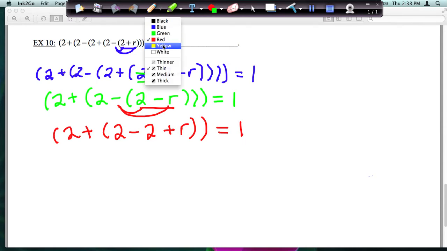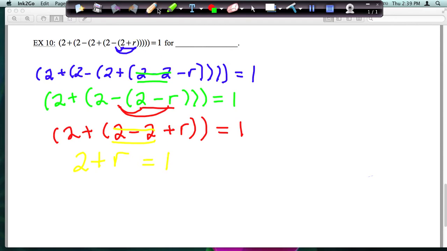Okay, so then the next thing is I have like terms inside this parentheses. 2 minus 2, those combine to be 0, so those are going to cancel out. So I'm going to rewrite. I'm going to have 2 plus this r. And you can keep it in parentheses, but you don't need to because you don't really have anything left to do. There's no like terms. There's no more negatives to distribute. So I have just 2 plus r equals 1.